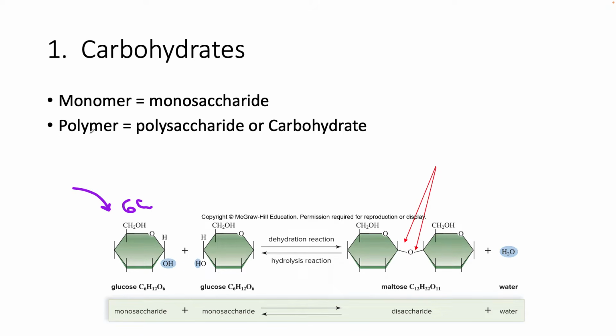The polymer of a carbohydrate is called a polysaccharide. So remember, here are our mono, meaning one, and poly, meaning many. Monosaccharide and polysaccharide, or carbohydrate. That's the polymer of carbohydrates.